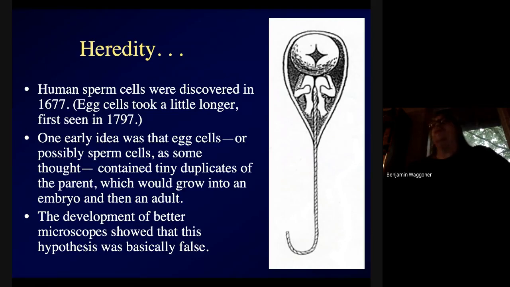This also means, of course, that if every sperm cell contains a baby, then your average teenager kills about 100 million babies every day, sometimes twice a day. Let's not get into that too much. Suffice it to say that the development of better microscopes showed that this is basically a false hypothesis. There are not tiny folded up babies inside sperm cells, just so we're clear on that.